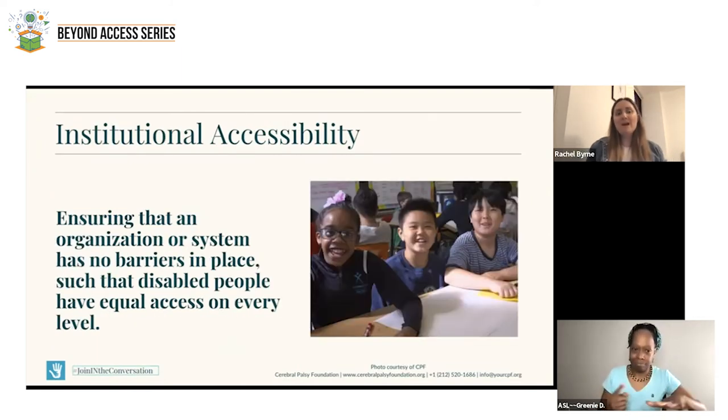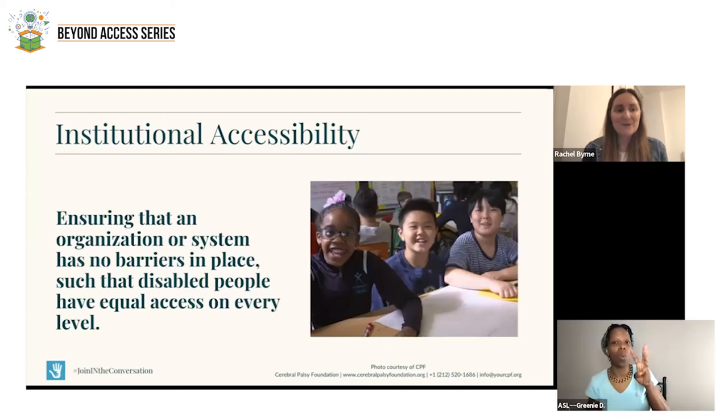So if we're thinking about institutional accessibility, we want to ensure that an organisational system has no barriers in place such that disabled people have equal access on every level. So what does that mean? Well, a system or organisation with truly no barriers is unfortunately at this stage in the game going to be an exception rather than the rule. You know, the potential for that to change comes from prioritisation of disability inclusion.